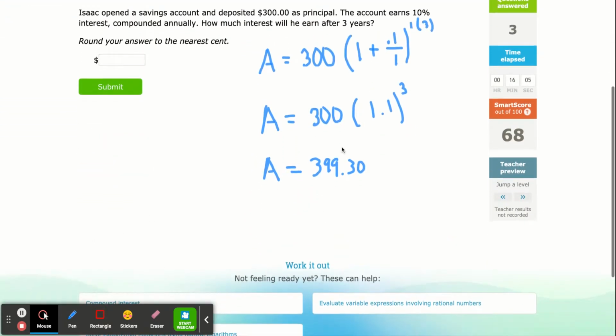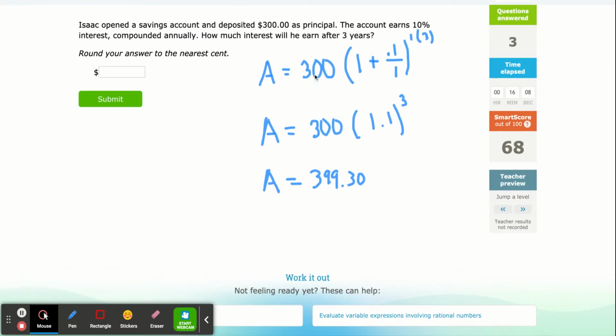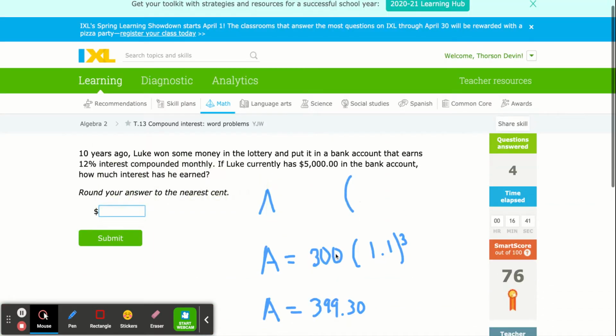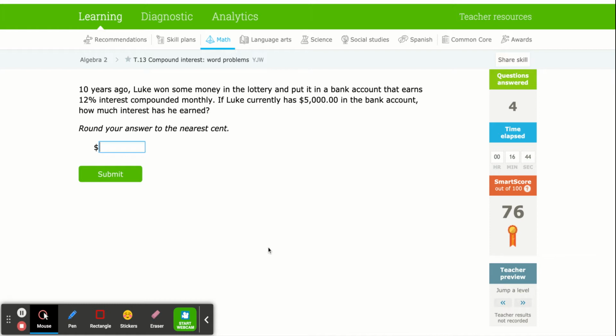Now, this equation wasn't any harder than the previous ones. In other words, we had a principal of 300, interest rate of 10%. We compounded annually, that's once a year, for 3 years. And I got the amount is 399.30. But be very careful. It says how much interest will he earn? Not how much will he have total at the end, but how much interest. If he started with $300, how much was the interest? It was only $99.30. So be very careful you read the problem and answer the question it asks. It only asks for the interest, not for the total amount. So they'll try to trick you. In other words, just be careful when you read.